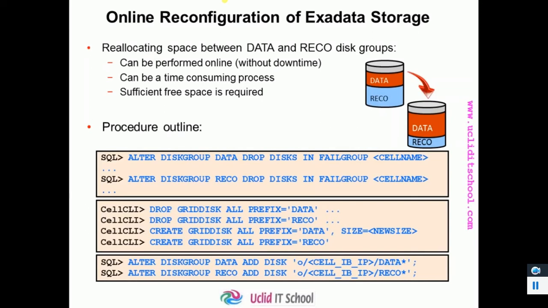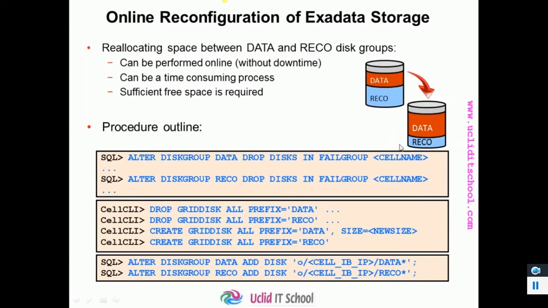For example, in this slide you can see initially data is small size, record is big size. Now I want to give big size to data. Okay, I am increasing the size of data disk group and decreasing the size of record disk group. That is the aim. Okay, so in this case, this is the procedure how to do that.